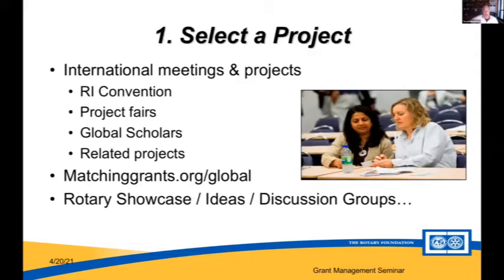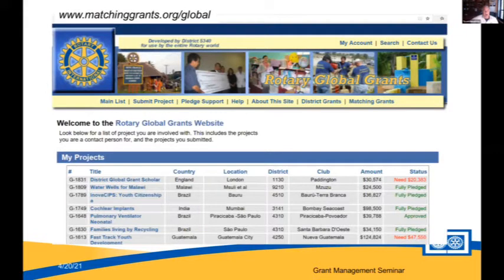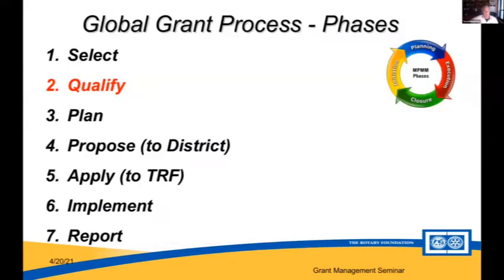Okay, so after you've selected a project, this is the source I was talking about, global grants, and on the left there are projects all over the world, sponsored by all different countries. You can go there and learn about the grants. You can be inspired to do your own grants. You can participate in one of these grants if you'd like to contribute to it.